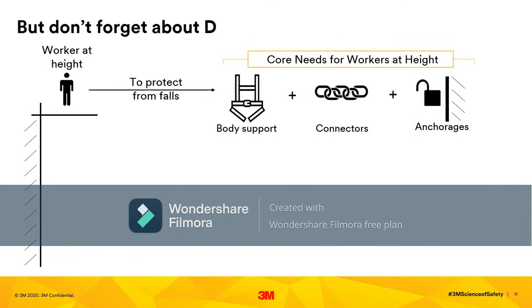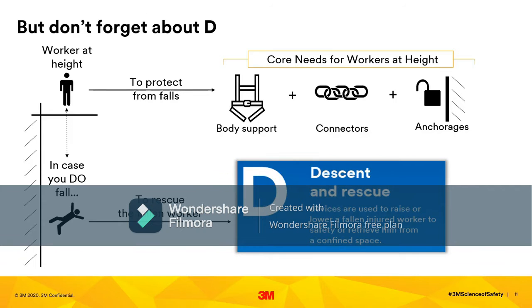The core of your fall arrest systems are your ABCs, but don't forget about D, descent and rescue. Descent and rescue is a key component of your fall arrest system as well. A rescue plan must be in place that ensures prompt rescue or that an employee can self-rescue. Keep in mind that dialing 911 is not part of a rescue plan.